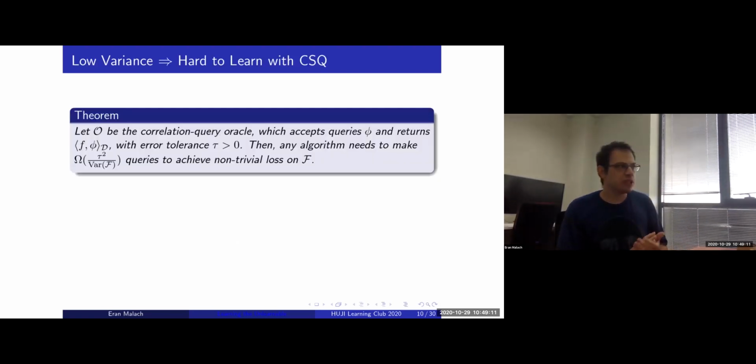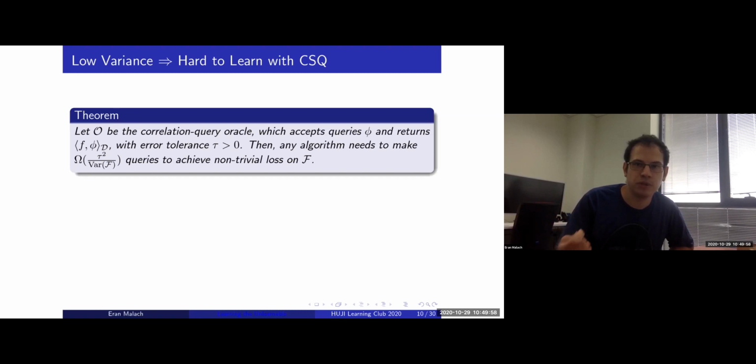Okay. So this was just a formal definition, and I'll give a hand-waving argument for why function classes with low variance are hard to learn, and this is true specifically for correlation statistical queries. So again, if the oracle is a correlation query oracle, meaning that it accepts queries phi and returns the inner product or the correlation up to some tolerance tau, then any algorithm will need a number of queries that depends on 1 over the variance of f, right? So this means that if the variance of the target class is exponentially small, then we'll need an exponential number of queries to the correlation oracle to be able to learn.